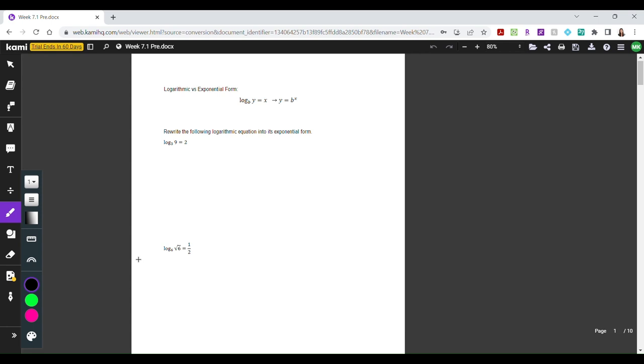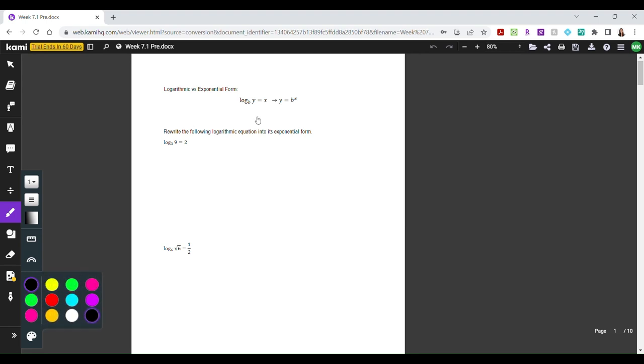So first thing we're going to look at is how we convert between logarithmic and exponential form. They go back and forth with each other, and it's pretty handy to know how to convert from logarithmic form to exponential form and vice versa. If we look at the formula, we have log base b of y equals x, and when you transform it to an exponential, it becomes y equals b to the power of x.